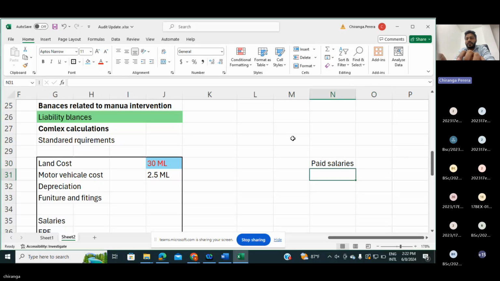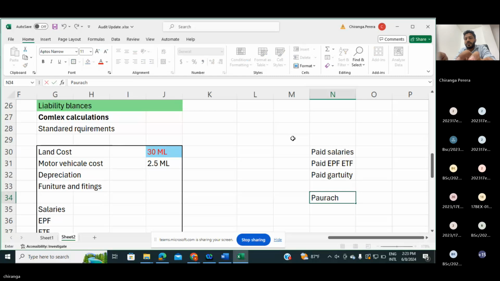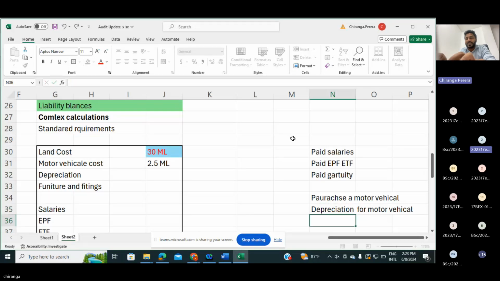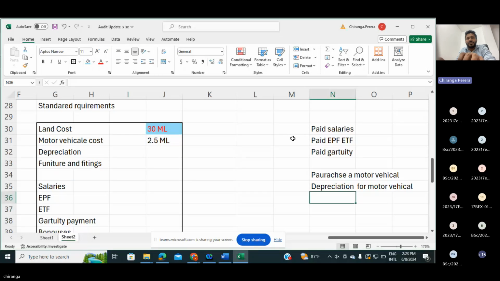Paid salaries, and then paid EPF and ETF, right? And then paid gratuity, right? Then purchase a motor vehicle. Depreciation of lands, no? Land depreciation we don't do. Depreciation for motor vehicle.